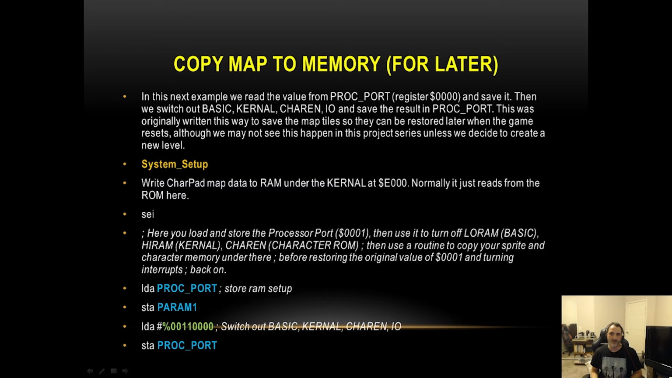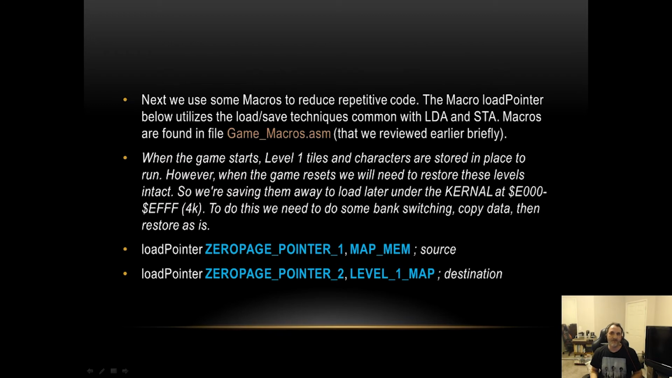This was originally written this way to save the map tiles so that they can be restored later when the game resets, although we may not see this happen in this project series unless we decide to create a new level. I'm not going to read all this, but this again is just showing the code example below, which we'll demonstrate soon. Next, we use some macros to reduce repetitive code. The macro load pointer below utilizes the load and save techniques common with LDA and STA. Macros are found in the file gamemacros.asm that we reviewed earlier briefly. And again, this is just an example of how to use macros.